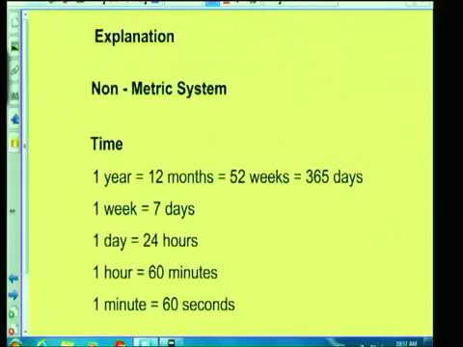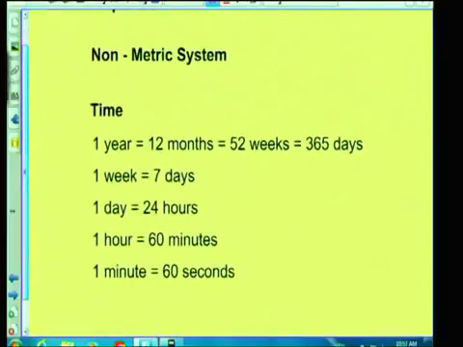Another non-metric system is the system of time. Now, we use time all the time. Sorry for the pun. And you should be really familiar with it. But you'll see that it's not based on changing things in units of 10. It doesn't go up like a decimal system. It's very non-metric. It's non-decimal. And here are just some ideas that we've got.